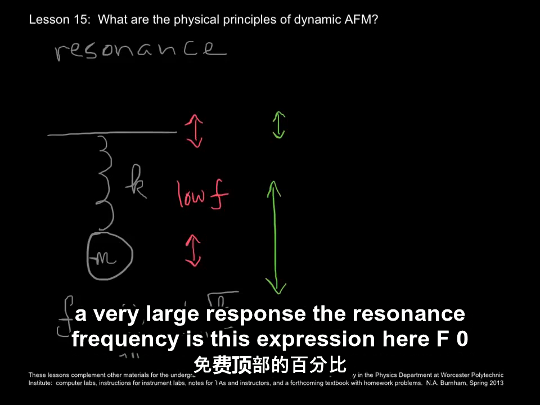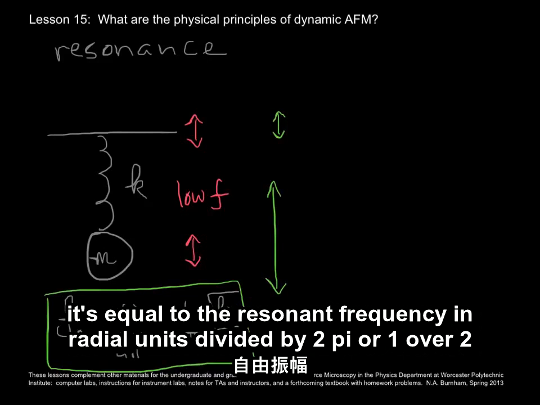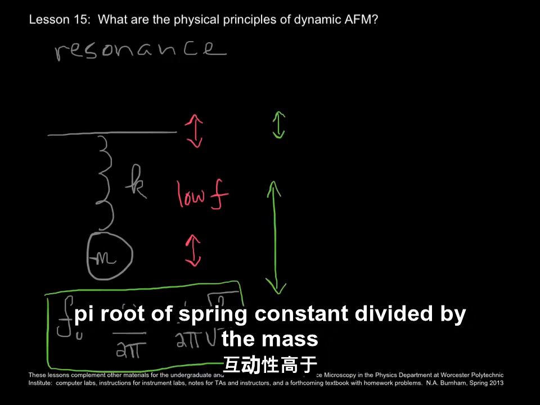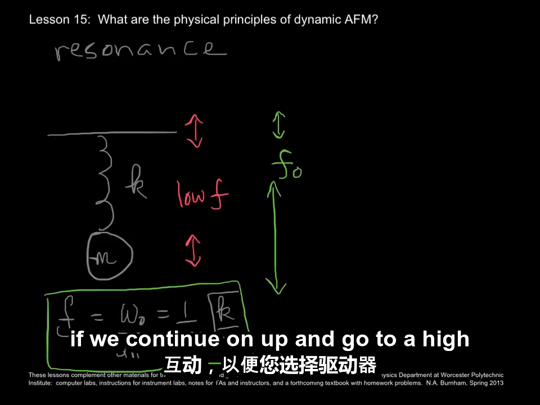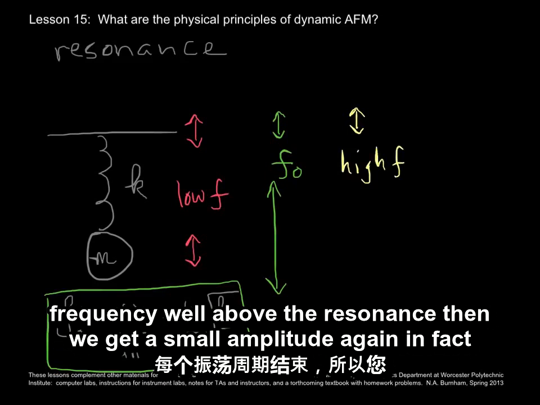The resonant frequency is this expression here, f0. It's equal to the resonant frequency in radial units divided by 2 pi, or 1 over 2 pi root of spring constant divided by the mass. If we continue on up and go to a high frequency, well above the resonance, then we get a small amplitude again. In fact, it could be very small.